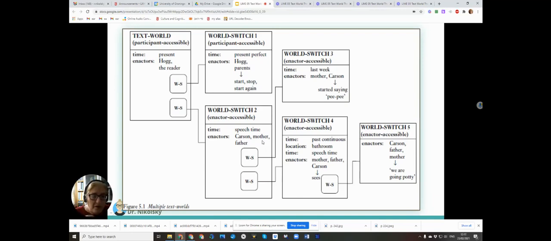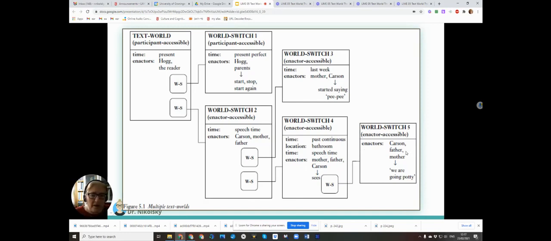So this is the speech time, and the enactors are Carlson, his mother, his father. And we have world switches here as well, to world switch three, which is also only enactor accessible, where Carlson and his mother talk, and she recognizes that he started saying PP. And then there's another world switch into world switch four, where Carlson and his mother and his father are in the bathroom, and he sees, and what he sees, world switch five, is his mother and father going potty.